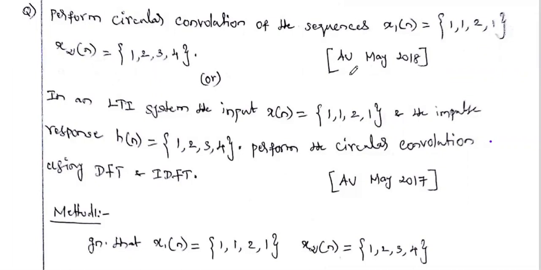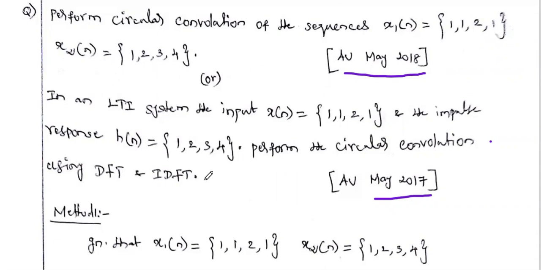Okay, so this question is a university question. This question was asked in May 2018 as well as May 2017. For the same data they are asking, but the way of asking the question is different. So it's a very important question. Using the convolution property of DFT, we are going to solve this problem, as well as using the ordinary time domain convolution method.